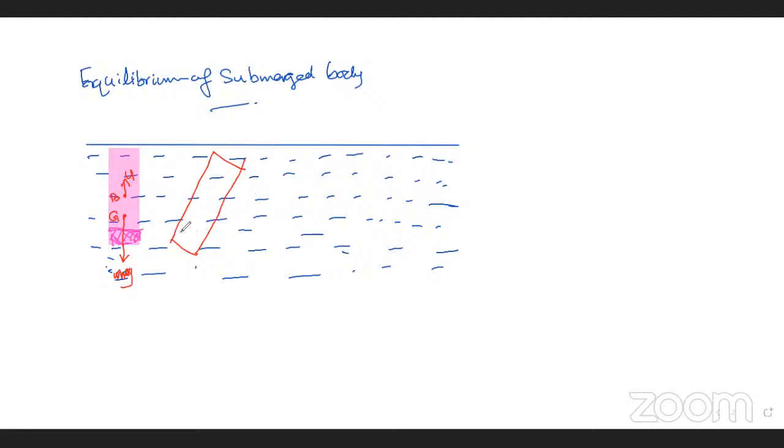So what happens? This part is much heavier, so the weight acts at the center of gravity, which moves upward, right? Sorry about this, the diagrams are not clear. B means the center of buoyancy, you can use H also, and this is the upthrust. Now we can see that the weight of the body and the upthrust make a moment in this direction, right?